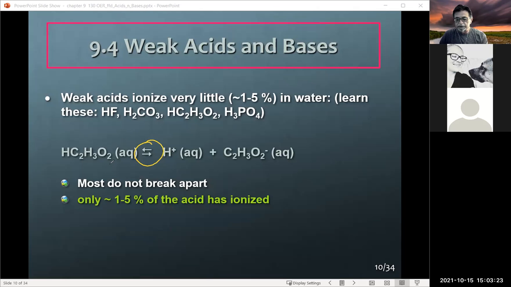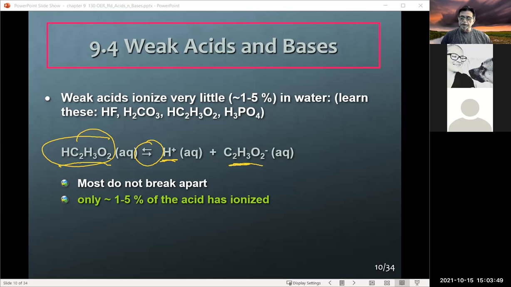Notice that this is acetic acid, a very general formula for acetic acid. The bulk of it's still intact. We have a double arrow, meaning it's going left and right. Well, there's not a lot of protons in there or the corresponding anions. The bulk of it is still combined, okay? Because they're not dissociating as much as the strong acids.